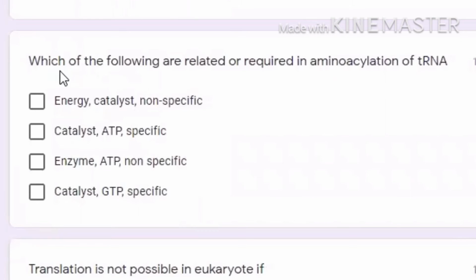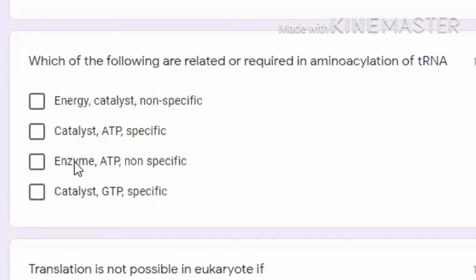Next question: which of the following are required in the aminoacylation of transfer RNA? Aminoacylation means activation of the transfer RNA. So for activation of transfer RNA, if you remember, we have discussed that we need the enzyme, we need the amino acid, and we are using energy in the form of ATP. Is it clear? The first option gives energy, catalyst, non-specific: wrong, it is specific. Okay, catalyst, ATP and specific, this option we can go with.